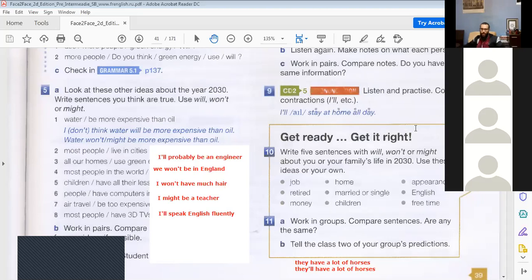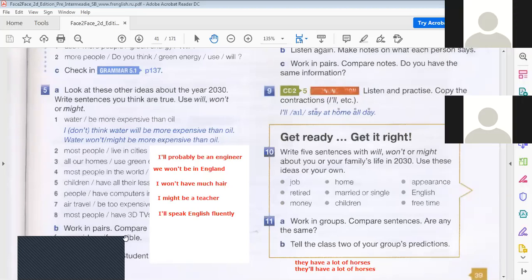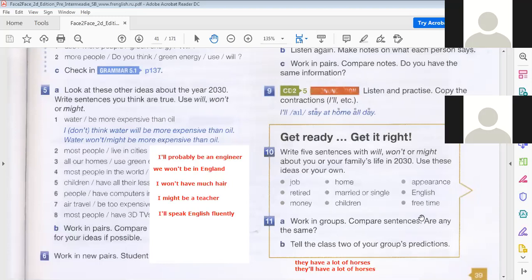So now we're going to continue with this topic. Here it says, write five sentences with will, won't, or might about you or your family's life in 2030. So here we want to talk about the future, about future predictions. Who would like to talk a little bit about their own life, maybe the situation in the country? Anything you want to talk about.